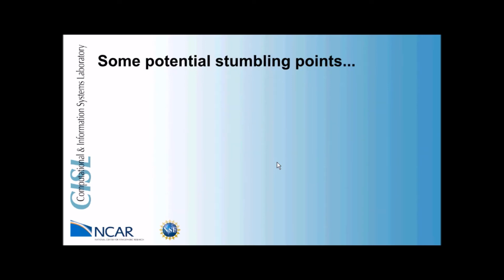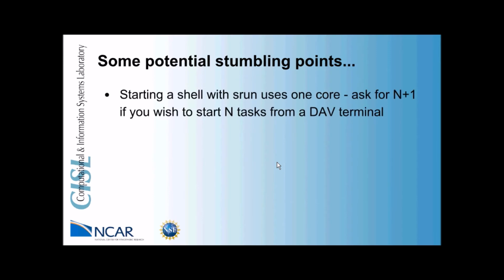Okay, so some potential stumbling points, in my opinion. So we've kind of talked about this before, but if you start a shell like a bash or a TCSH with srun, which the execdav script does under the covers, it's allocating using salloc, and then it's using srun to start a terminal session for you.